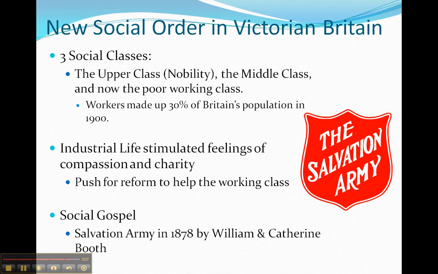Most notably, the Salvation Army was set up in London in 1878 by William and Catherine Booth to spread Christian teachings and provide social services to the poor. As we know, the Salvation Army is still with us today.